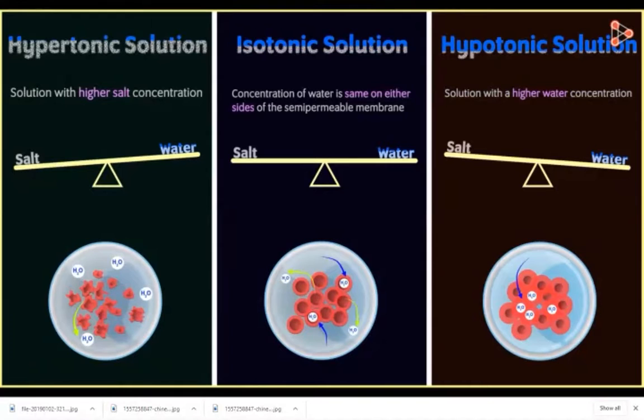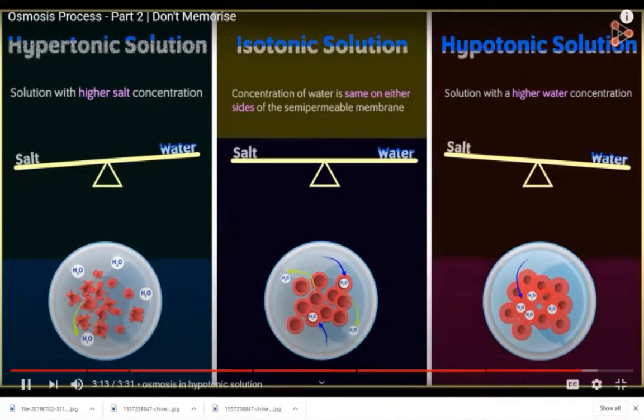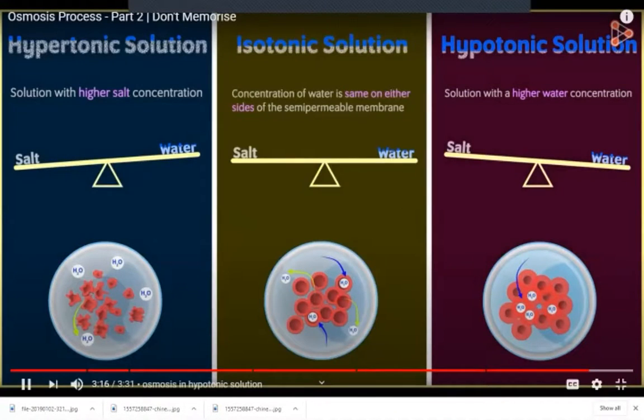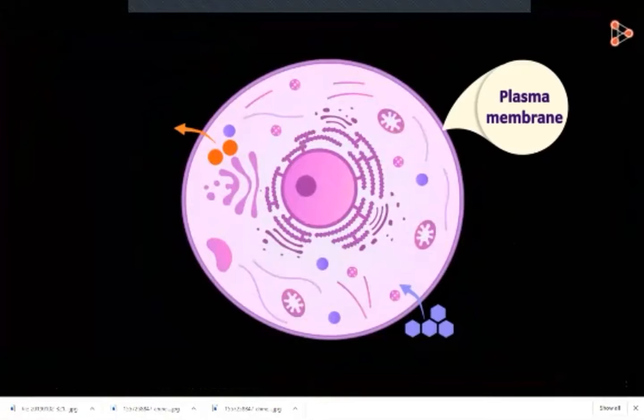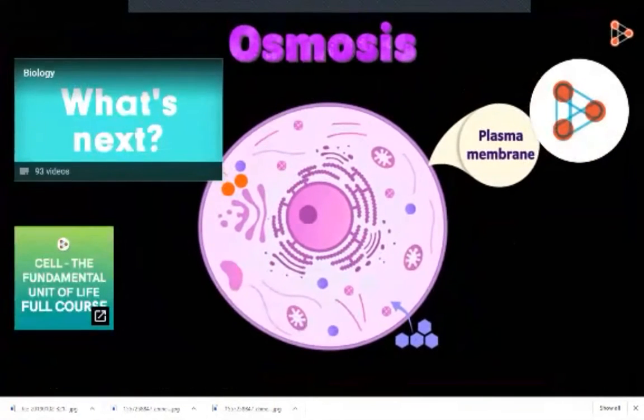This is how various solutions and their different concentrations help cells to sustain pressure and to survive. Movement of molecules across the plasma membrane is also influenced by the simple process of osmosis.